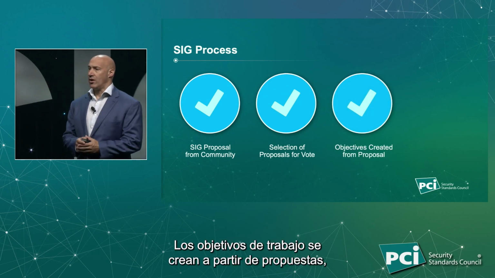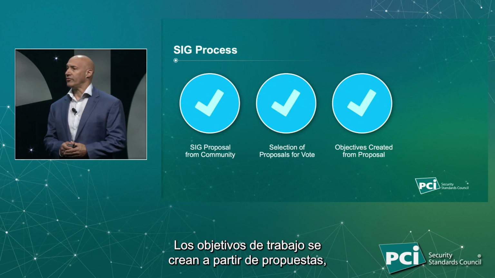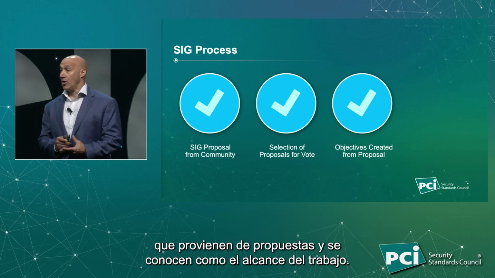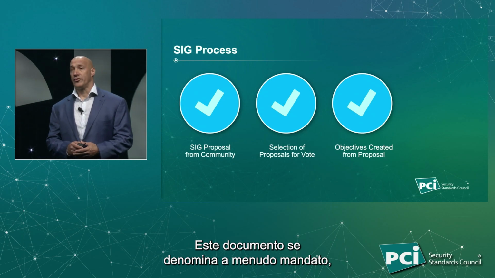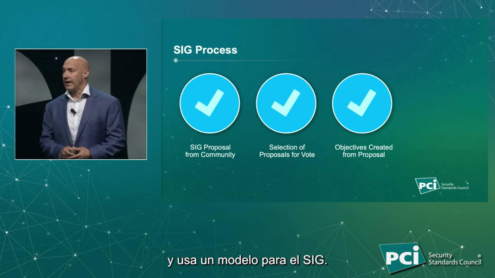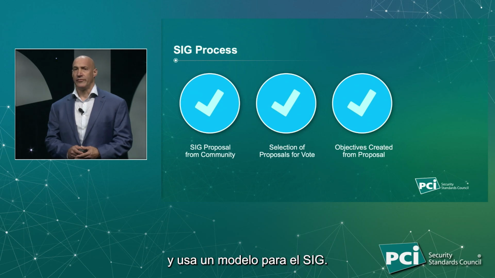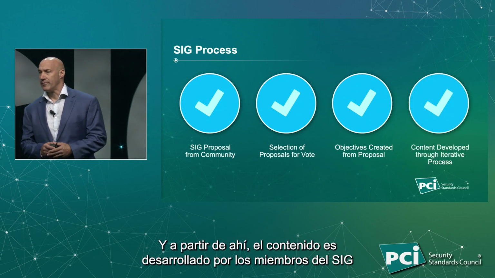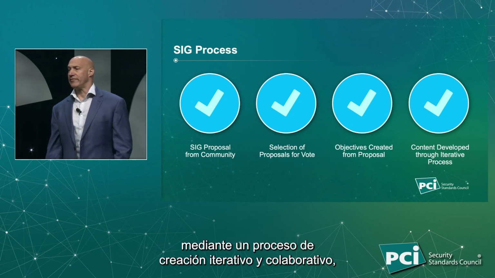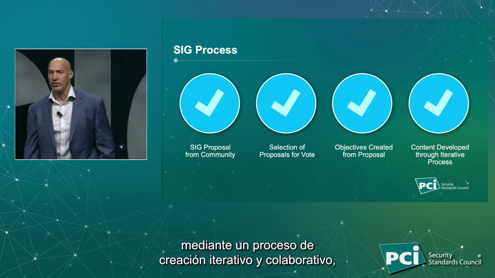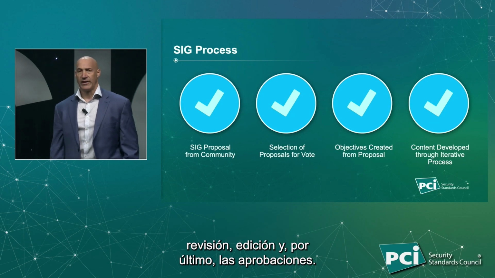Working objectives are created from proposals and are known as the scope of work. This document is often referred to as a terms of reference, and it's used as a blueprint for the SIG. And from there, the content is developed by SIG members through an iterative and collaborative process of creation, review, edits, and finally approvals.